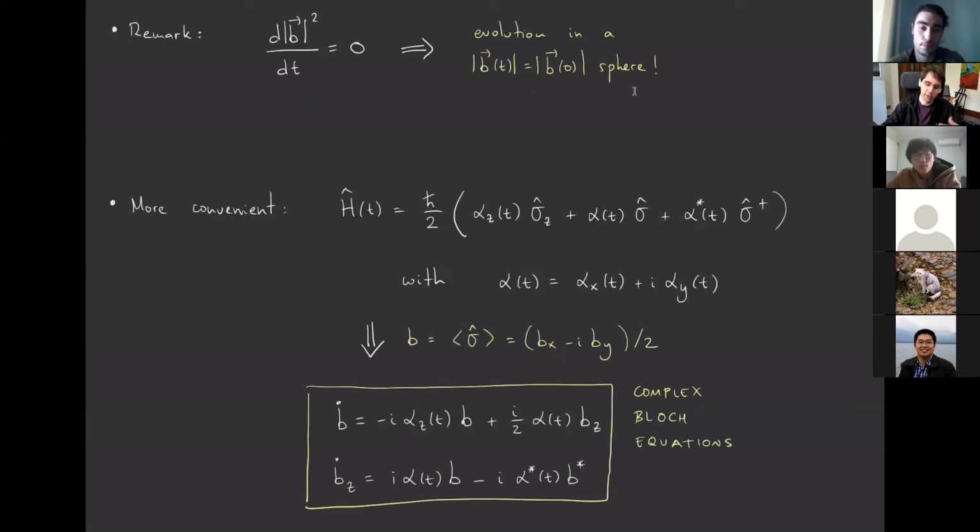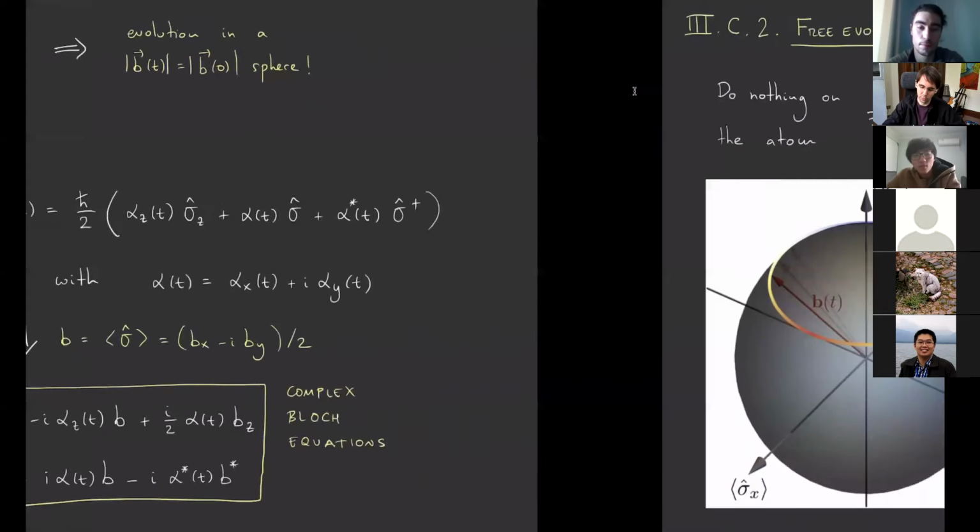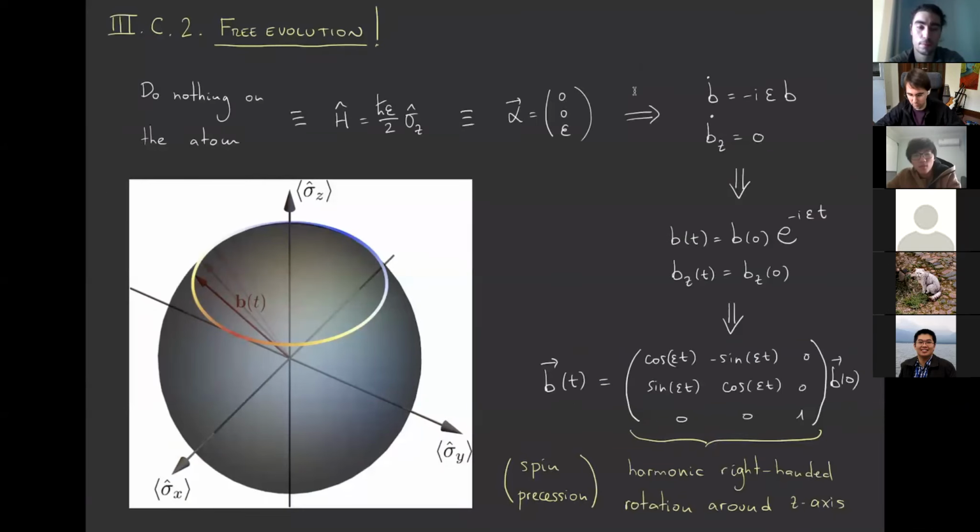Okay, so given these equations, this is more or less where we were. We started checking interesting types of evolution. In particular, the first one that we checked was evolution given by do nothing on the atom. So what does it mean, do nothing on the atom? Just let the atom evolve according to its Hamiltonian, sigma z, okay?